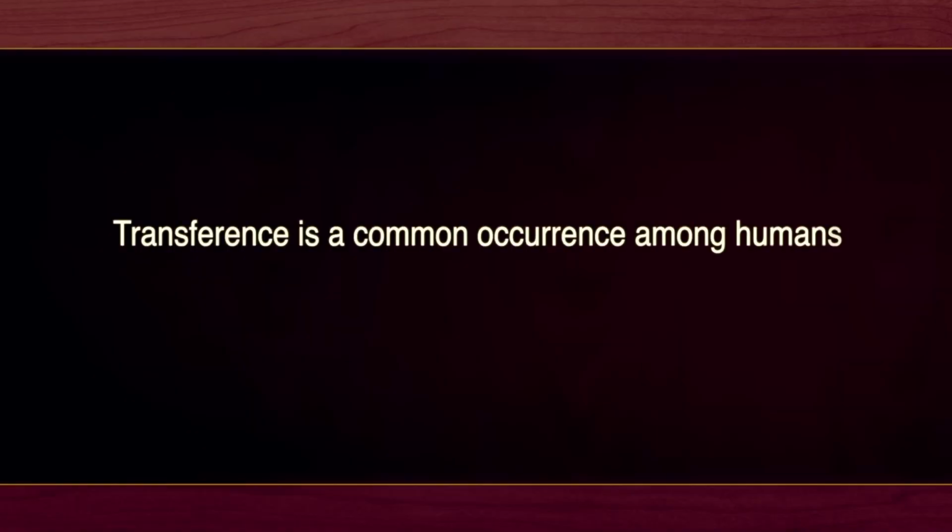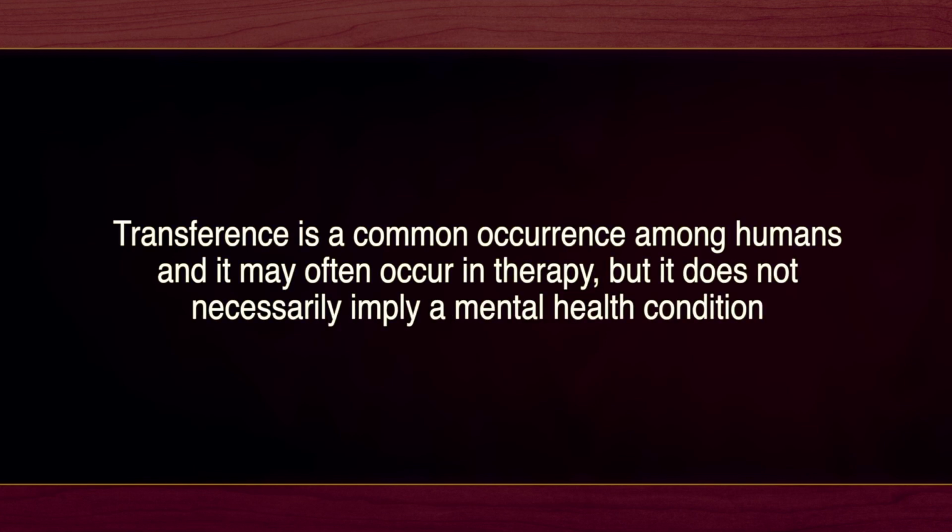This process may occur in therapy, where a person receiving treatment applies feelings or expectations of another person onto the therapist and then begins to interact with the therapist as if the therapist were the other individual. Often the patterns seen in transference will be representative of a relationship from childhood. Transference is a common occurrence among humans and it may often occur in therapy, but it does not necessarily imply a mental health condition. Transference can also occur in various situations outside of therapy and may form the basis of certain relationship patterns in everyday life.